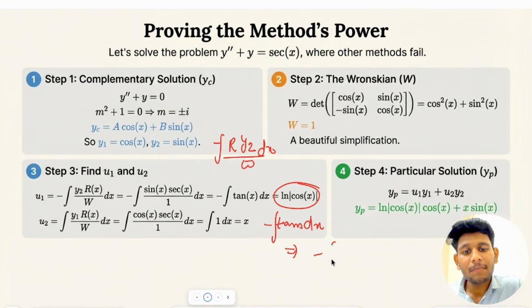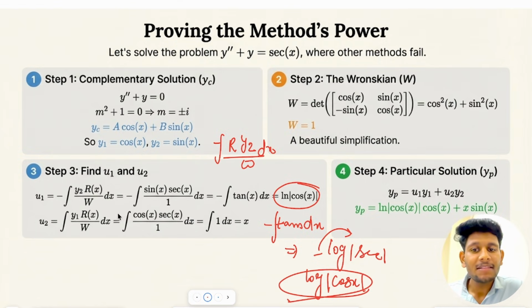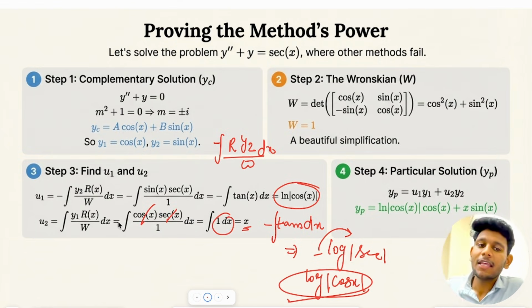Integration of tan dx is minus, and this will be the log of mod of sec x. Now when this goes up, it becomes log of 1 by sec x, that is nothing but cos of x. Simply you can solve this, this will cancel out, and the integration of 1 is x. You have to put these values here and write out the value.